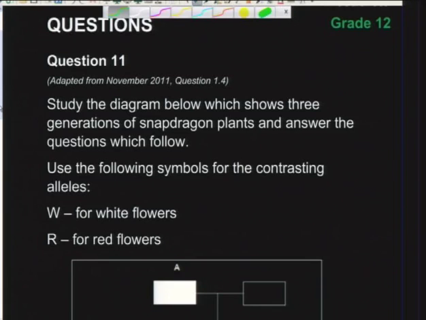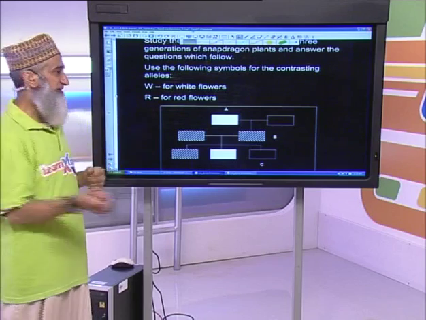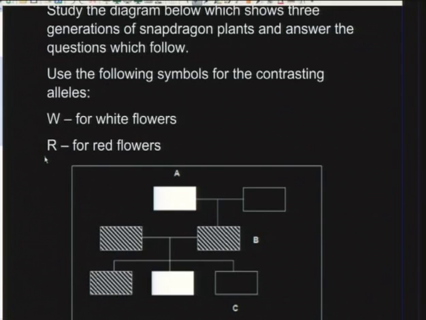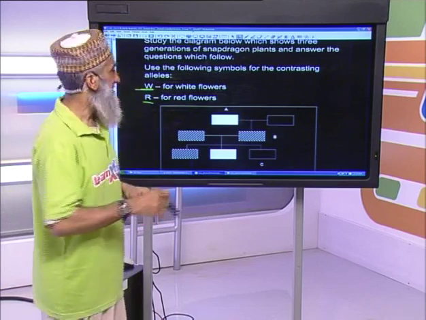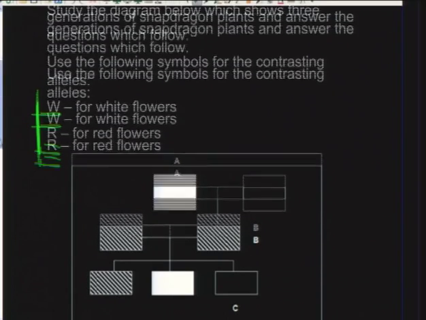Use the following symbols for the contrasting alleles. Capital W for white, capital R for red. Now, the minute this comes in your question, that is a capital letter for both the characteristics, that already tells you that this can either be incomplete dominance or codominance. Why? Because it shows that neither one is dominant over the other, the minute they use the capital letter. So that's the first thing you must understand.